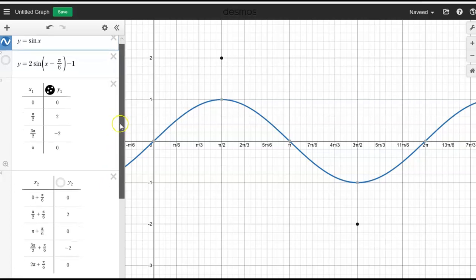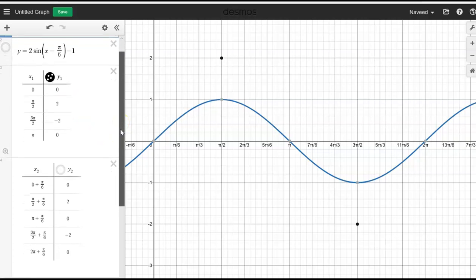Next one is that you have to look at the horizontal expansion and compression. In this case, as we wrote it, b is 1, the period is 2 pi. There is no horizontal expansion or compression. That's just 1, you let it be. The next piece is the negative pi over 6. Now we said that when you have pi over 6 inside and it's negative, that means the graph is going to move to the right.